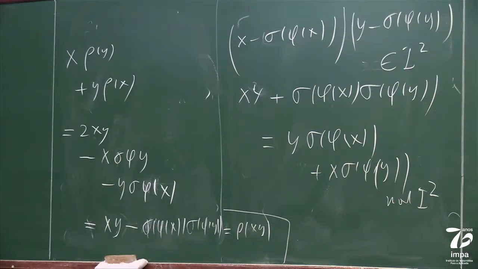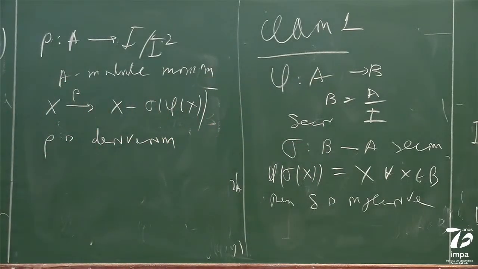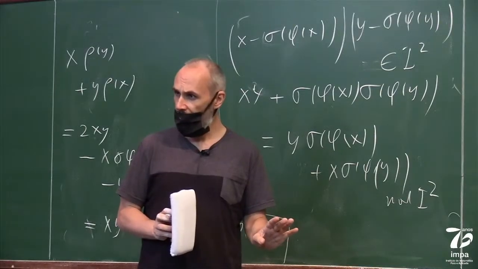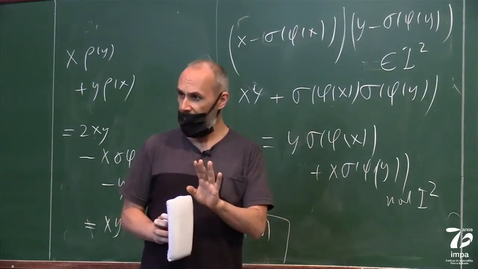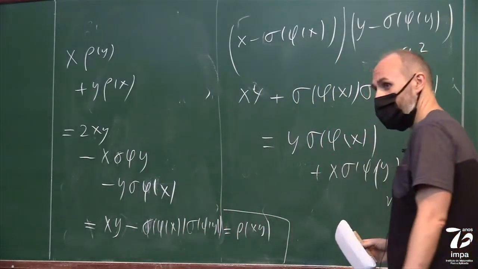So when I told you about section, I meant that it is a ring section. Section in the sense of having a ring homomorphism there. Was I clear? Clear? No? I can repeat. Should I repeat or what?